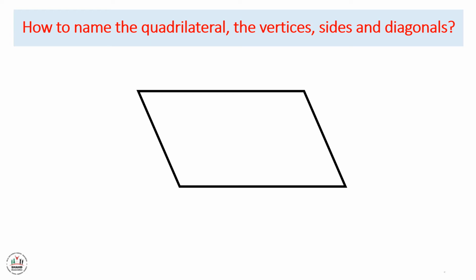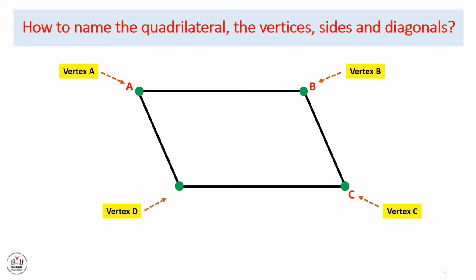Okay. Of course, why do we consider this a quadrilateral shape? Because it has 4 vertices: vertex A, vertex B, vertex C, vertex D.